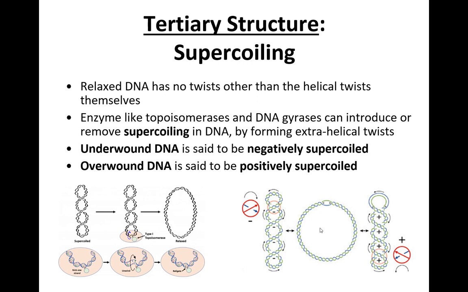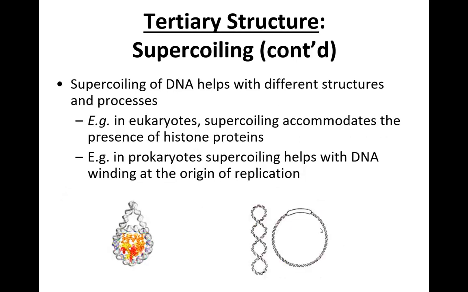Okay, but summarizing, the tertiary structure found in nucleic acid, particularly in DNA, is supercoiling. Called supercoiling, it's introduced by the action of this enzyme, topoisomerase, DNA gyrases, and can lead to either negatively supercoiled DNA or positively supercoiled DNA. And all of these has a function.